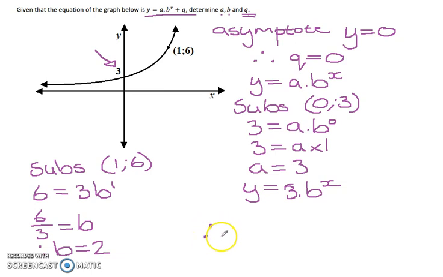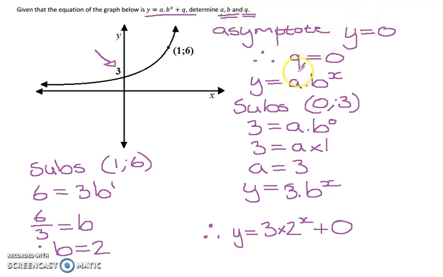So that means our full equation is y equals 3 times 2 to the power of x plus 0. In this particular question, you don't have to write out the formula once you've found it, because they just asked you to determine what a, b, and q are.